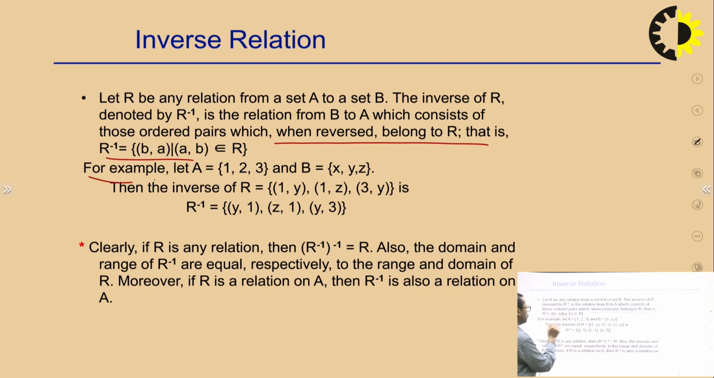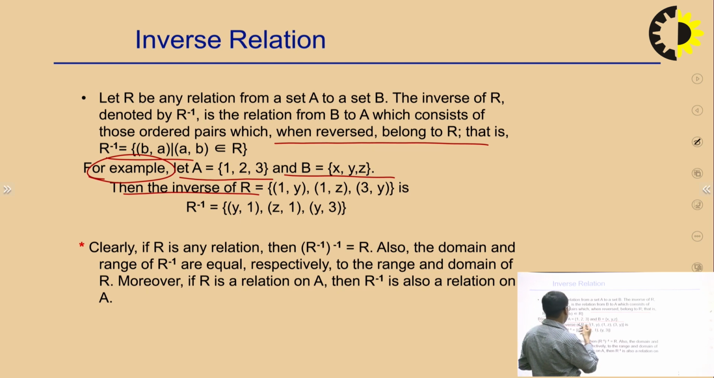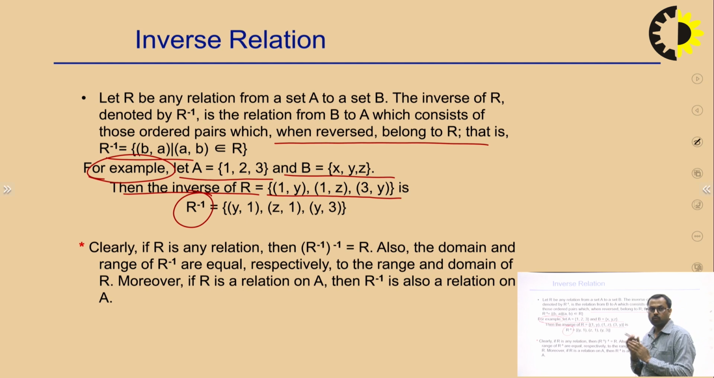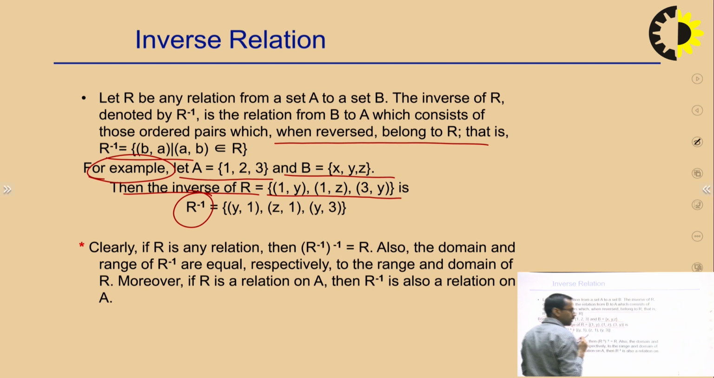For clarification, for example, let A be a set which contains elements 1, 2, 3 and B be a set that contains the elements x, y, z. This is the relation R. For the inverse of relation R, we can represent y1, z1 and y3. Whatever is represented in the relation, we can invert the value from second to first for all the particular ordered pairs in the set.